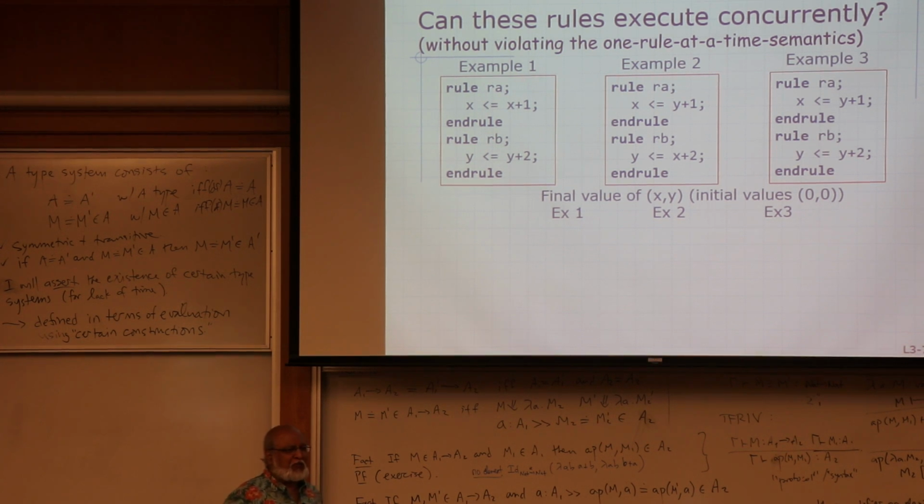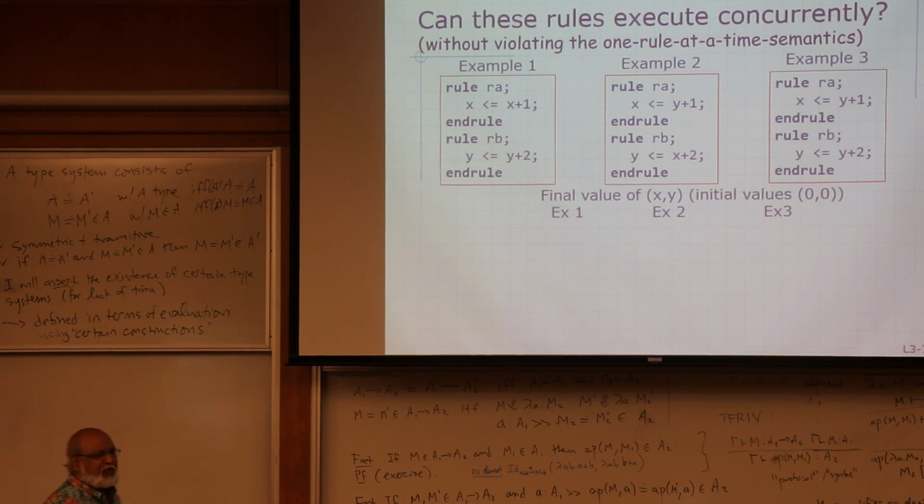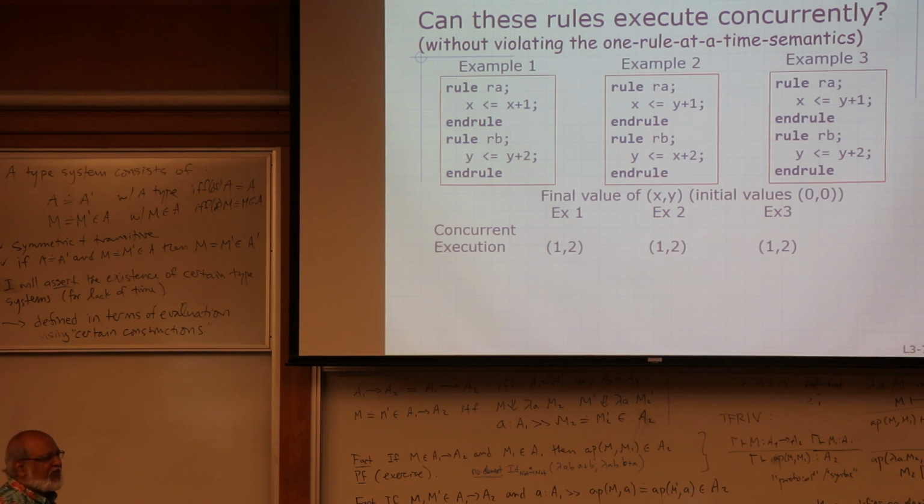Okay, so I'm going to test your knowledge now by looking at these various examples. Let's look at example 1. Rule RA is x gets x plus 1, RB is y gets y plus 2. So let's look at their execution. If you executed both of them simultaneously, what will happen? Initially I assume the values are 0, 0. So you will get 1, 2. Now suppose you executed RA before RB, what will you get? You'll still get 1, 2. In the second case, you'll get something else. So on, you can work this out. This is a very simple exercise.